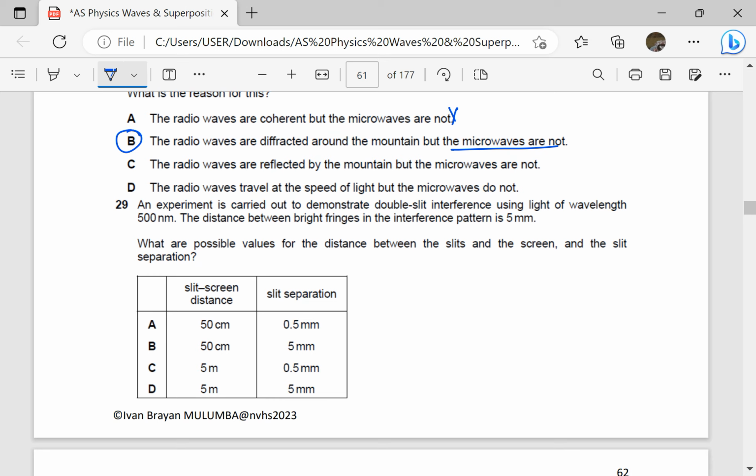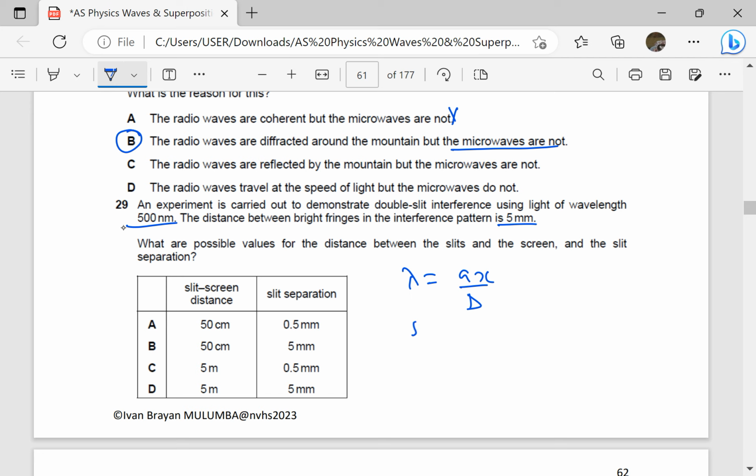An experiment is carried out to demonstrate double slit interference using light of wavelength 500 nanometers. The distance between bright fringes in the interference pattern is 5 millimeters. What are the possible values for the distance between the slits and the screen and the slit separation? So we know that for double slit, lambda is equal to aX over D. So they gave us the wavelength.